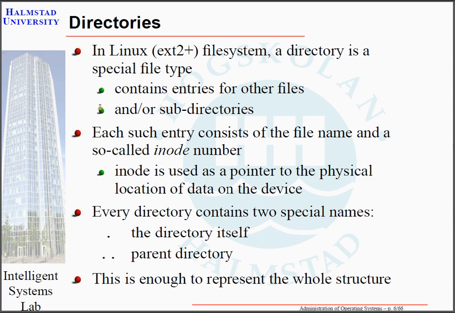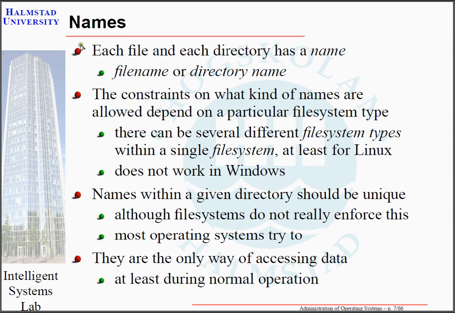Each directory, even if it's so-called empty, contains at least two special names. It contains a single dot, which is a pointer to the directory itself, and it contains the double dot, which is a pointer to the parent directory. And it actually turns out that this is enough to represent the whole structure. You don't need any additional information about links.